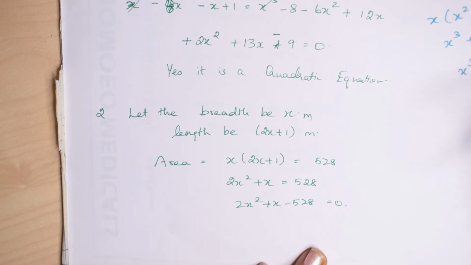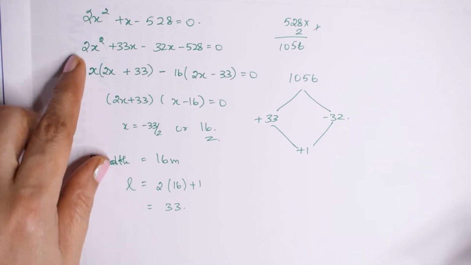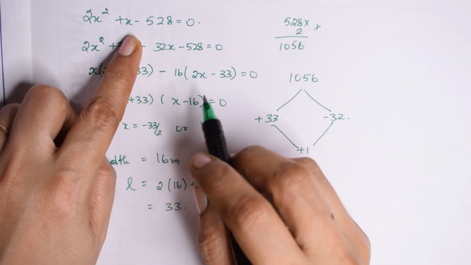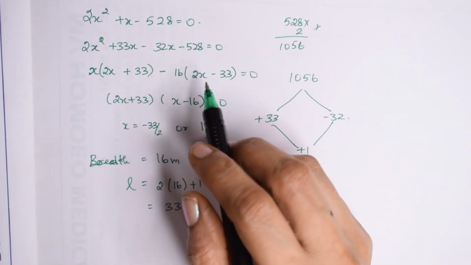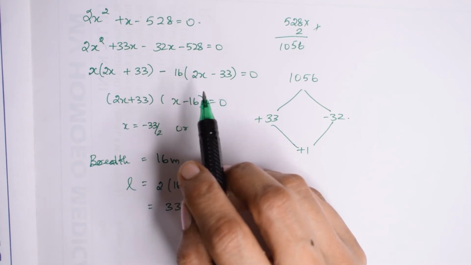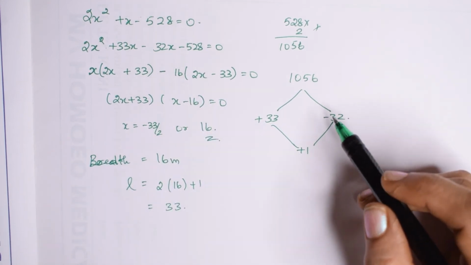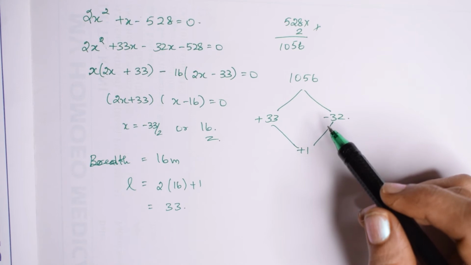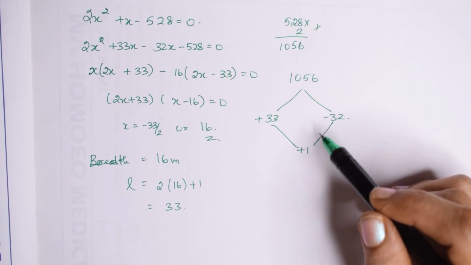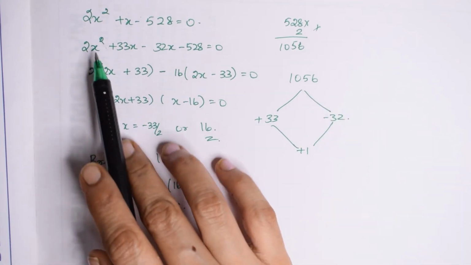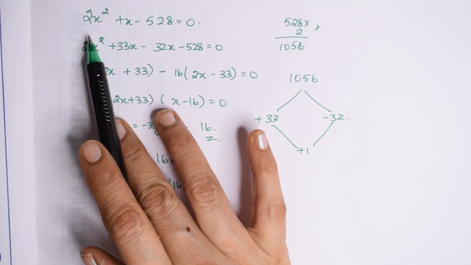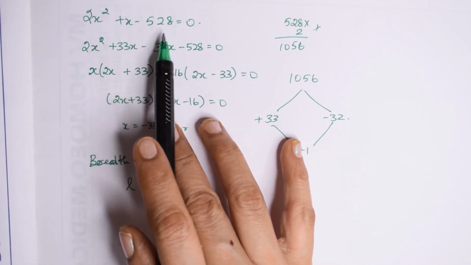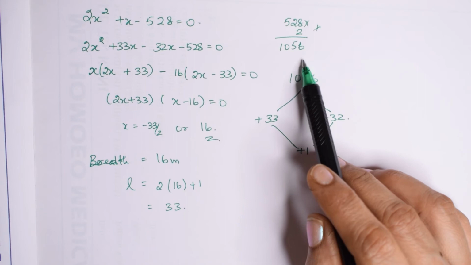So when I simplify the quadratic equation to find the length and breadth, I have 2x square plus x minus 528 is equal to 0, and I am going to split the middle term. We had been doing this for small numbers. Now we will try it for the bigger number. So when I split it, I get 2x square, and 2 into 528 is 1056.